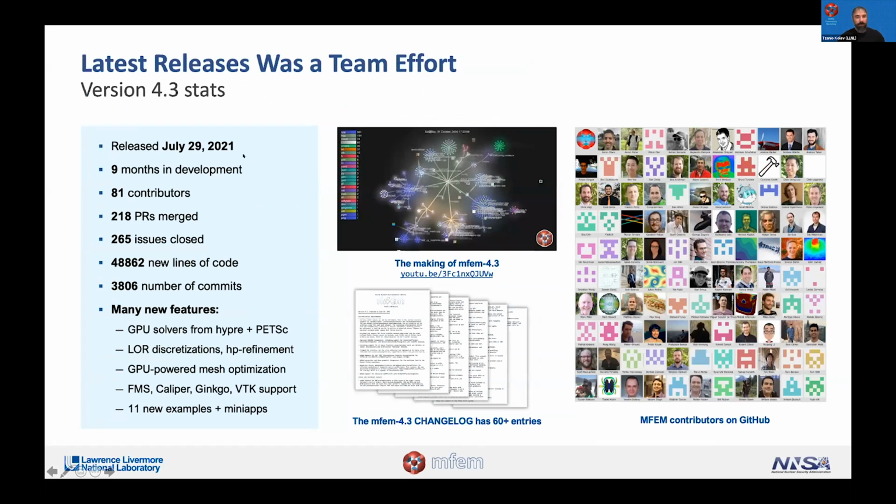Okay, so the last release we had, 4.3, came out at the end of July. And it was really a team effort. It took 9 months, 81 contributors, 218 PRs merged, 265 issues closed. If you count the number of work days in 9 months, that's actually more than 1 PR per day. About 50,000 lines of code and 4,000 commits, many new features.